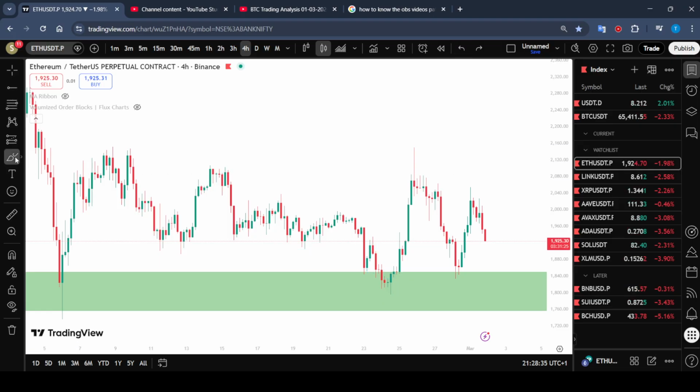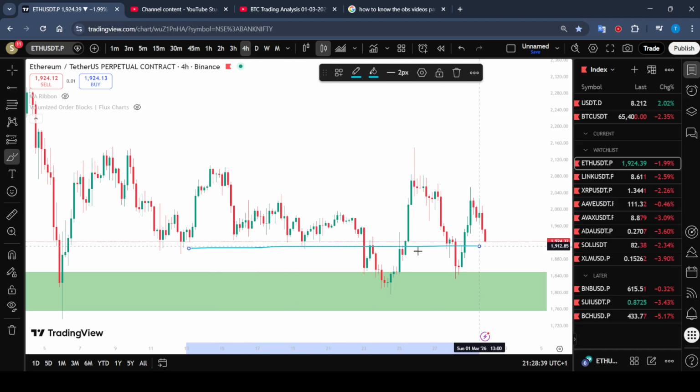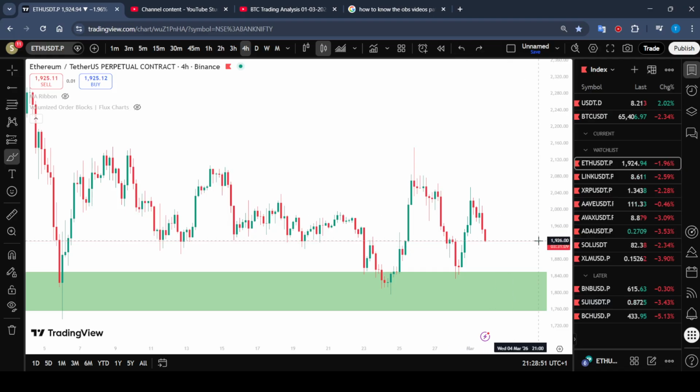So let me clearly explain to you if it wasn't understood earlier. This is the equal lows. Market came down, grabbed the liquidity here, and after that, market immediately made the change of character. And after the change of character, you need to find where the market is going to return.